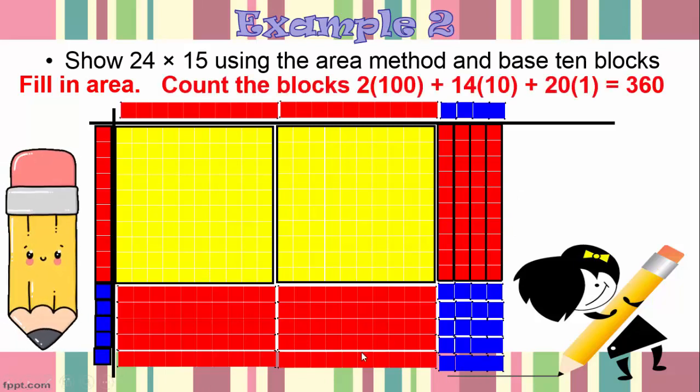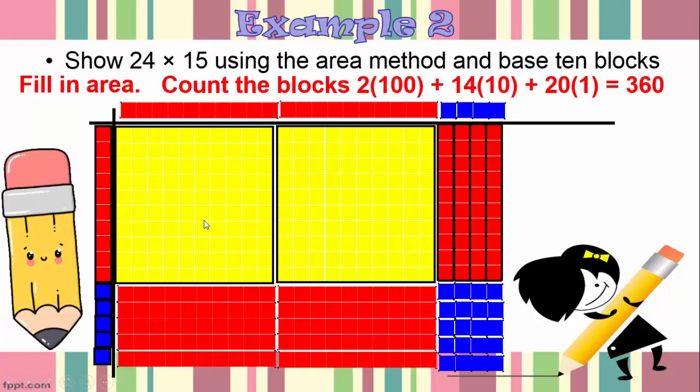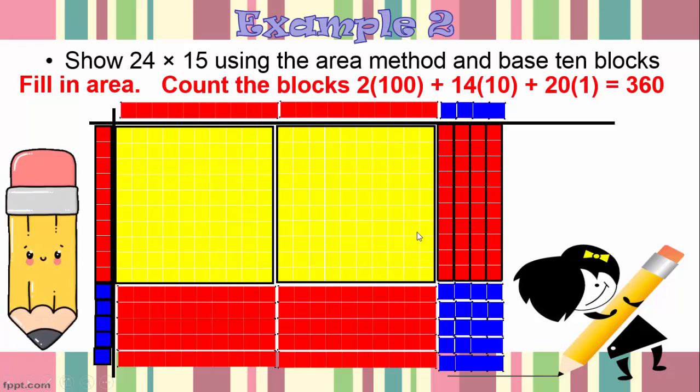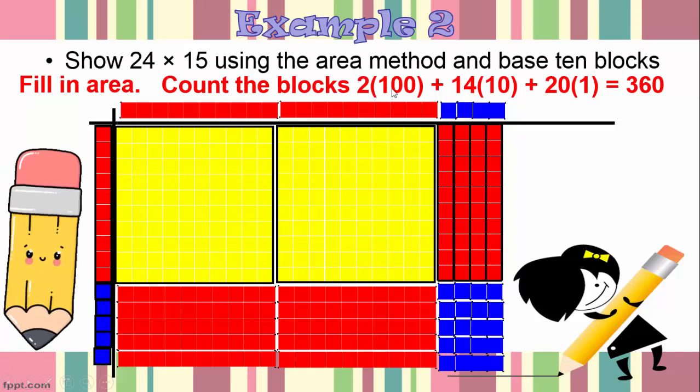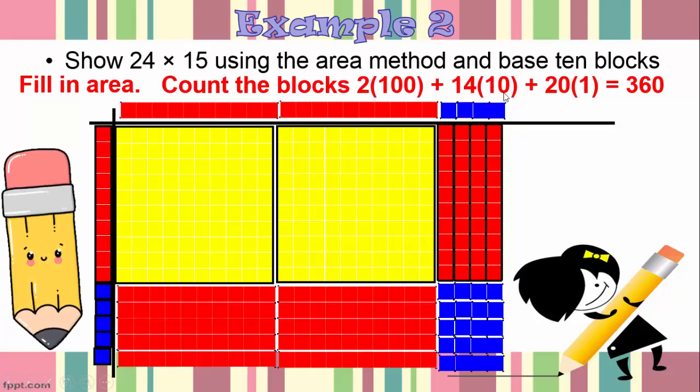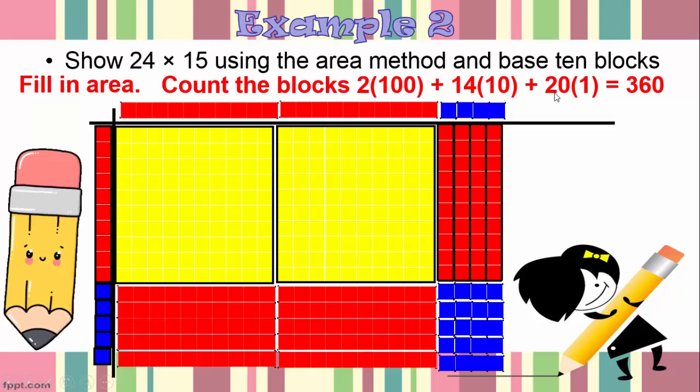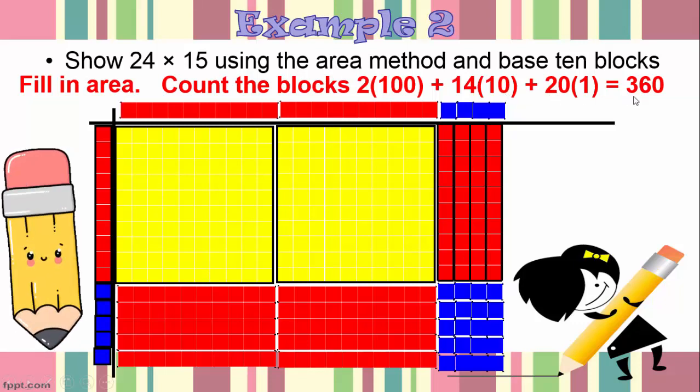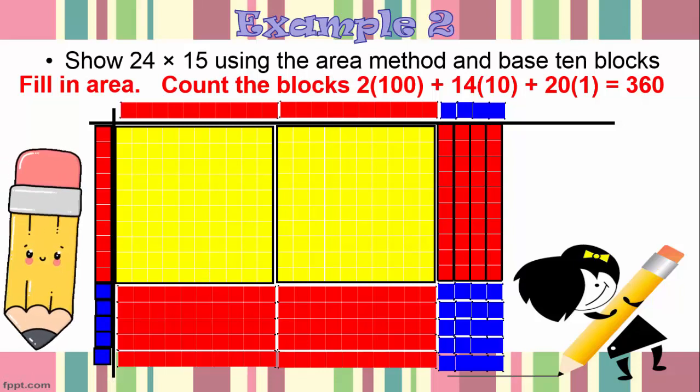And then I count the blocks, and I see I have 2 flats, and each flat is worth 100 units. And then I have 14 rods, and each rod is worth 10 units, and then I have 20 units. So I add them all up. 2 times 100 is 200. 14 times 10 is 140, plus 20, and I get 360 as my final answer.